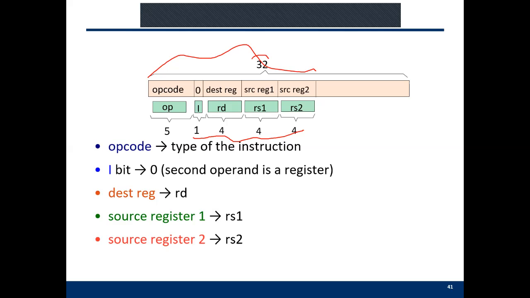So the total length of the instruction is 32 bits. This 32 also means, when we talk about the machine, we have a 32-bit machine or a 64-bit machine. This 32 bits can also indicate that the Tiny RISC is a 32-bit machine.